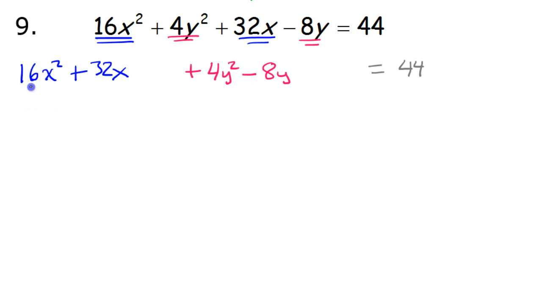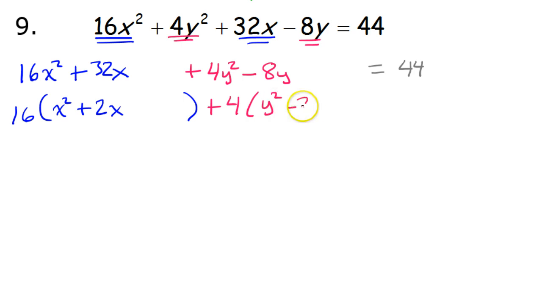Now I must factor out the leading coefficient of each portion of the equation. So see the 16 right here? I'm going to factor that outside of parentheses. So that's going to leave me with x squared plus 2x, right? 32 divided by 16. Leave a space. And here I must factor the 4 outside the parentheses. And that's going to leave me with y squared minus 2y. Leave a space.